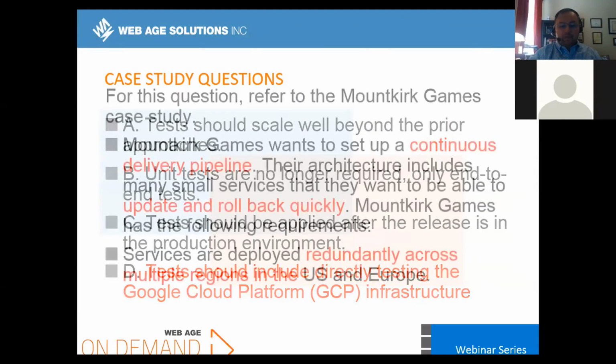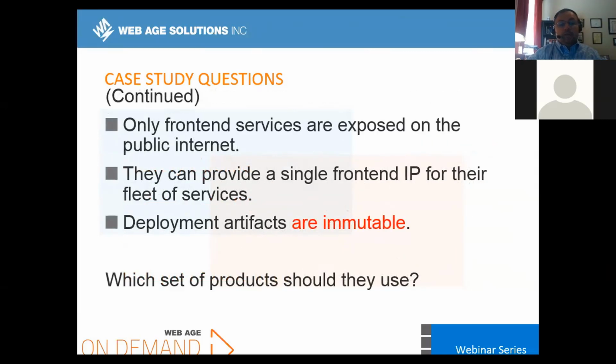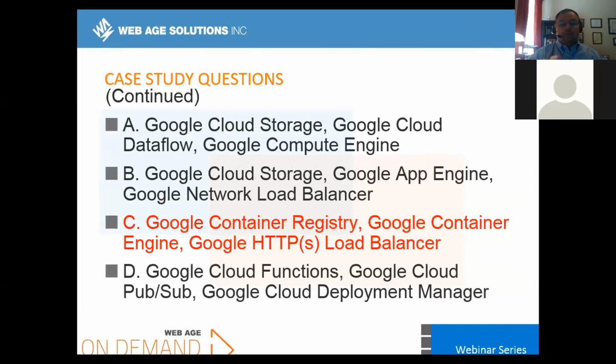So let's go back here. Actually, no, I didn't put the case study in there. But if you go back to the case study, you'll see that, again, they want to deploy, I think it was mobile solutions, basically, in their game services in a manner that is well distributed, but also can be deployed with the CD pipeline. Now it says front end services are exposed to the public internet. Okay, now here's the key too. Now Google Cloud basically supports a single front end IP. In other words, a dedicated IP could be used for high availability, and that's load balancing. Artifacts are immutable. Well, again, that's going to be one of the container services. And this is the best answer: container registry, container engine, and then the load balancer, HTTP load balancer.